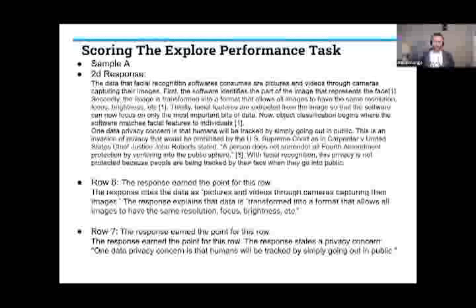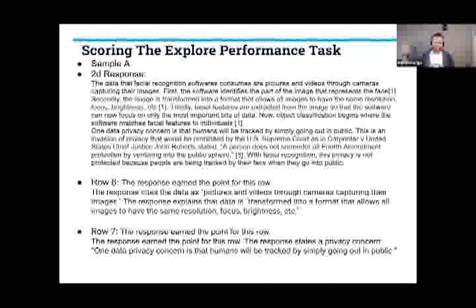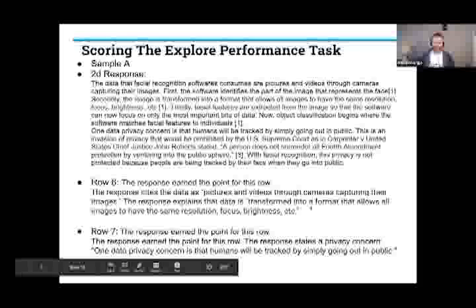Let's read this next paragraph. One data privacy concern is that humans will be tracked by simply going out in public. This is an invasion of privacy that would be prohibited by the U.S. Supreme Court, as in Carpenter v. United States. Chief Justice John Roberts stated, A person does not surrender all Fourth Amendment protection by venturing into the public sphere. With facial recognition, this privacy is not protected because people are being tracked by their face when they go in public. So row 7, have they stated a data privacy concern?